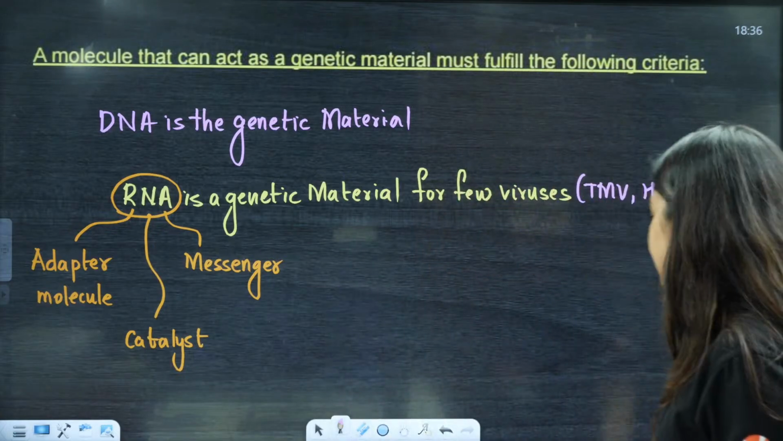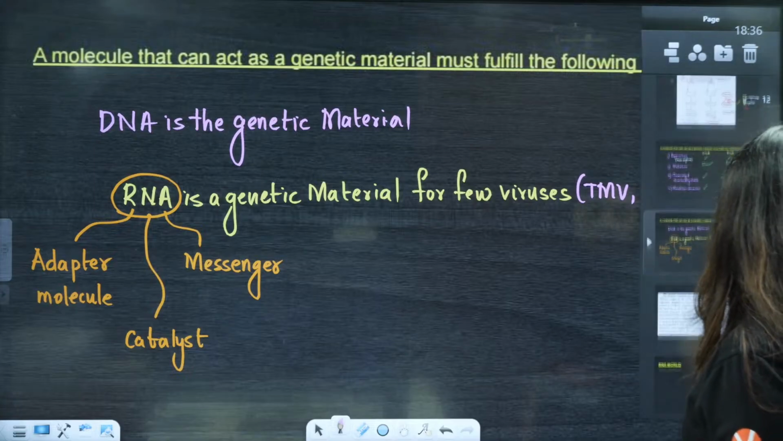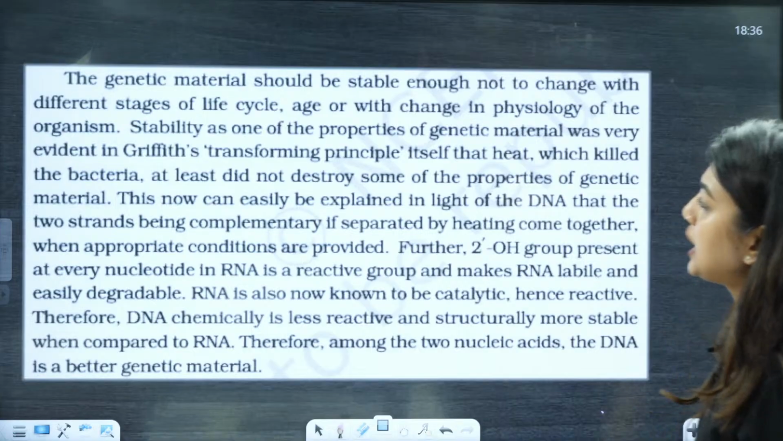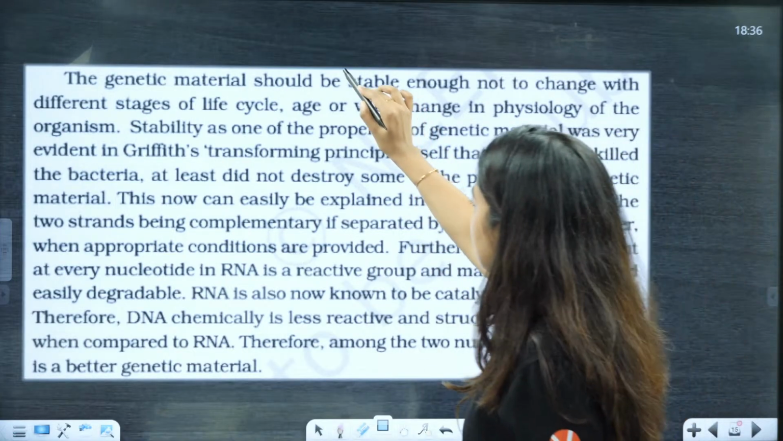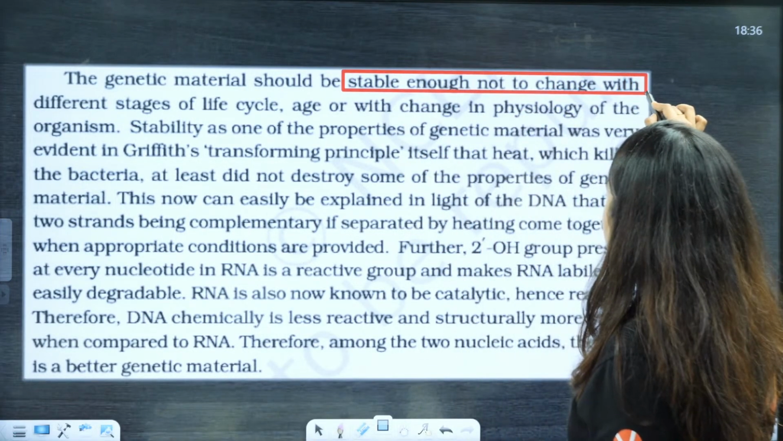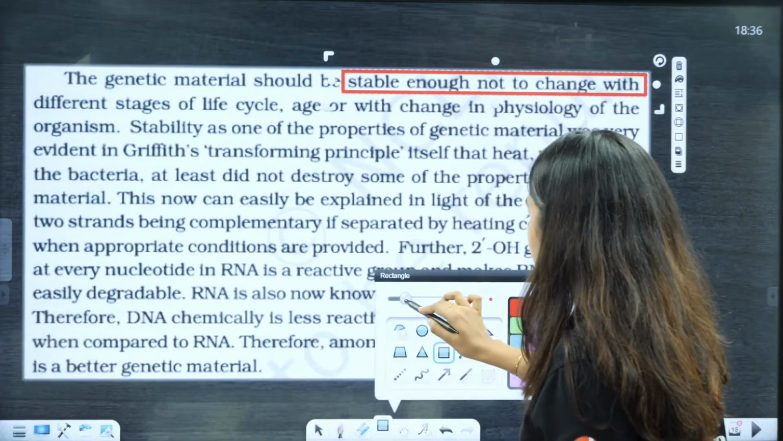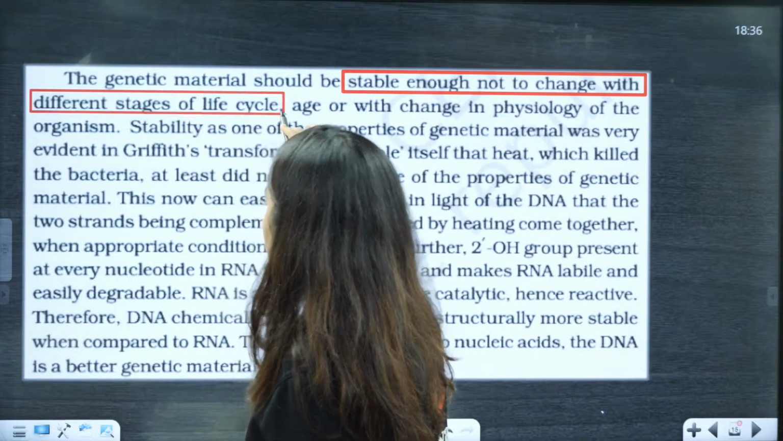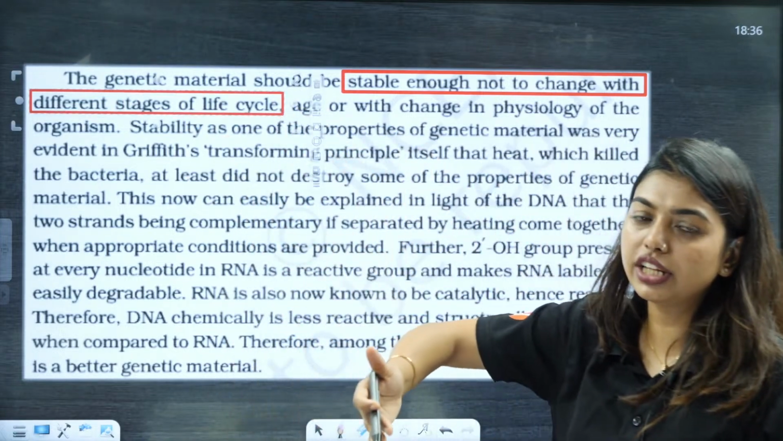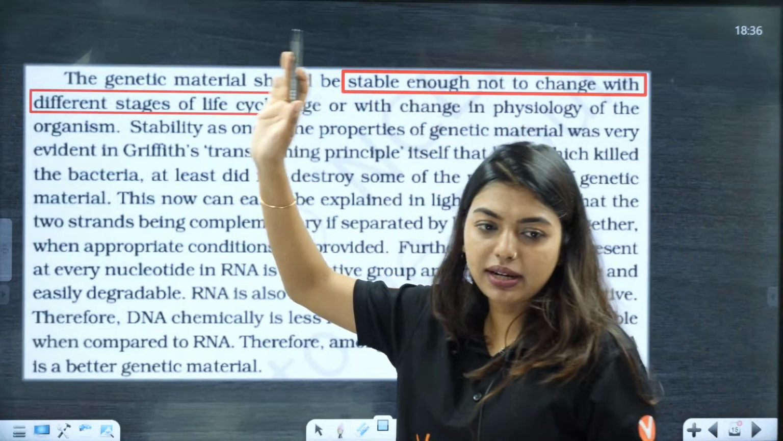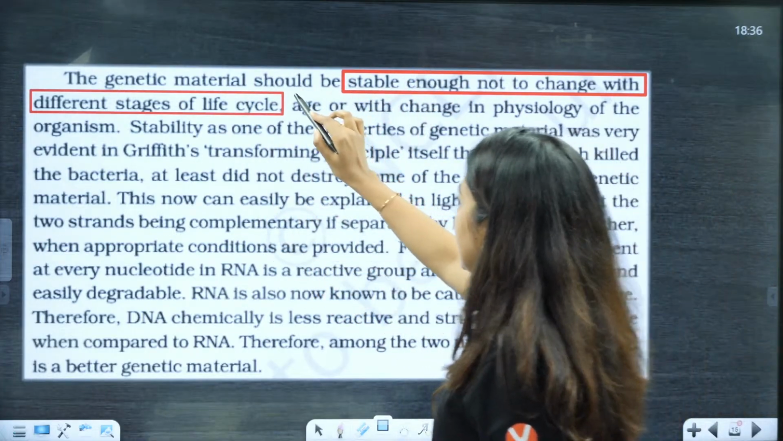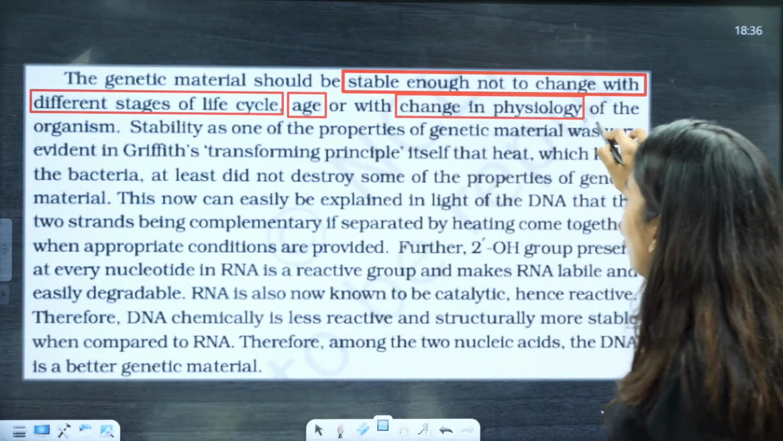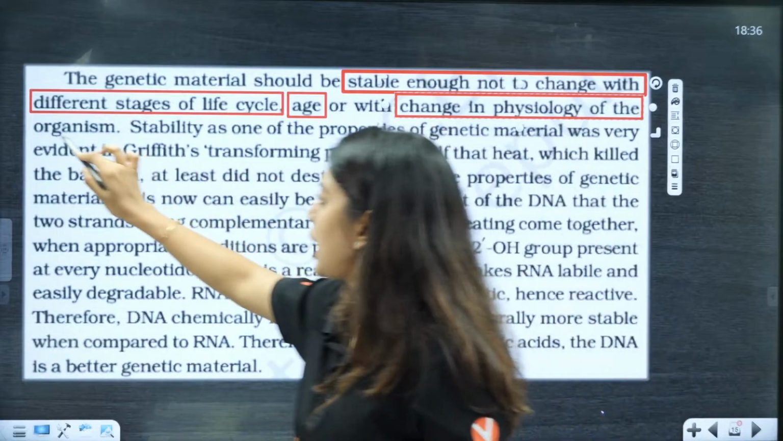This is clear? Any doubts here? Okay, look. The genetic material should be stable enough, stable enough to not change with the different stages of the life cycle. Like, childhood has one DNA, adult another, teenage another, that cannot change. And also it should not change with age or with change in physiology of the organism.